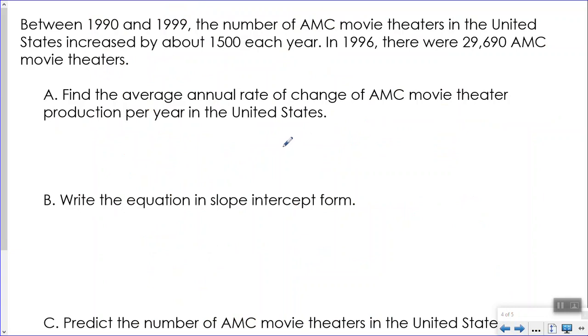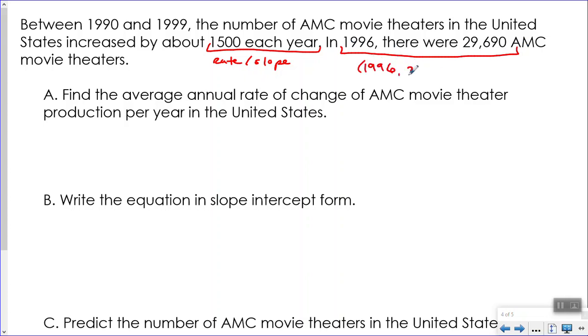Alright, next we are looking at movie theaters. So we have data about how that increased. In 1996 there were 29,690 movie theaters, and we know that it increased by about 1,500 each year. So this is going to be our rate, or our slope, and this data is going to give us an ordered pair that we can use.